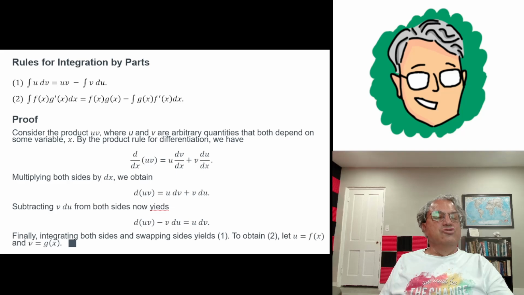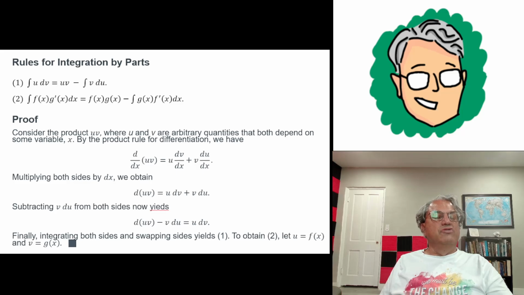But now, rule 2 is sort of a special case of that. Say u is just a function of x, which we can call f of x, and v is just another function of x, which we can call g of x. So in that case, u is equal to f of x, and dv is g prime of x dx. So your first integral just looks like this, the integral of f of x times g prime of x dx. And then uv is just f of x times g of x, and now you're subtracting the integral of v du, which is the integral of g of x times f prime of x dx. So you see that 2 follows easily from 1.